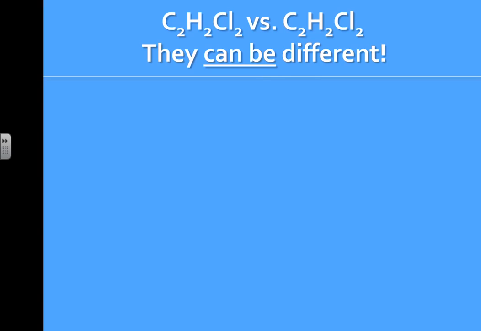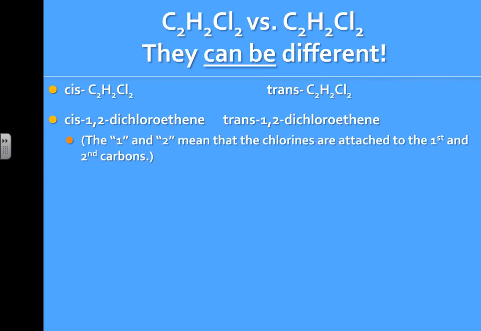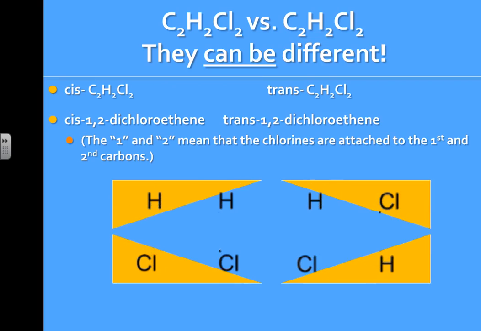So moving on, these two things at the top of the screen, C2H2Cl2 versus C2H2Cl2, they can be different. And here's how. One of them can be called cis C2H2Cl2, and the other one can be called trans C2H2Cl2. The full name would be cis 1,2-dichloroethene and trans 1,2-dichloroethene. Not that you need to know those, but if you're curious, the whole 1 and 2 thing means that the chlorines are attached to the first and the second carbons, which you'll see in the structures here.